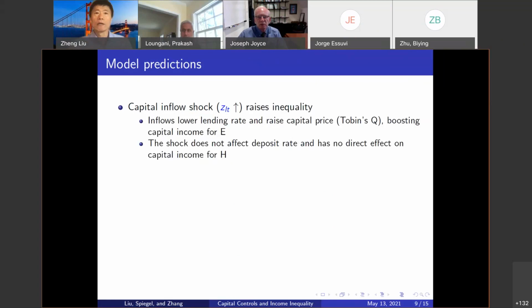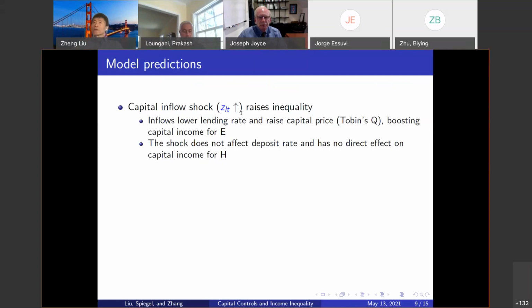The model predicts that when there's an inflow shock that boosts the return on foreign investment in the domestic country, it's going to raise income inequality, or capital income inequality to be more precise. That's because when there are more capital inflows, the entrepreneur would face a lower lending rate, and the foreign investors come in to compete with the domestic bank in the lending market. So the lending interest rate will decline. That's going to boost the capital relative price, QK, or Tobin's Q. And that will raise the capital income for the entrepreneur.